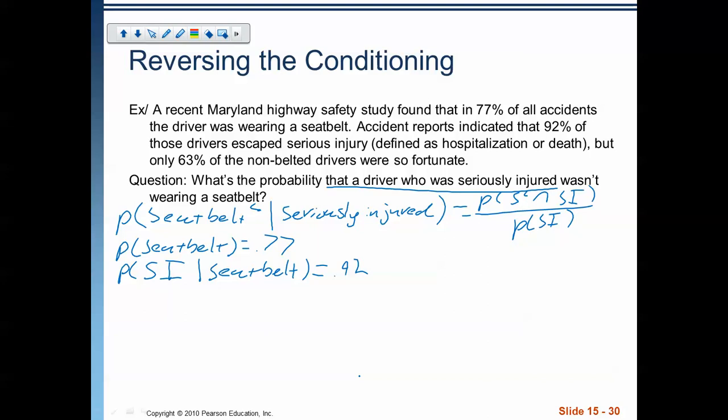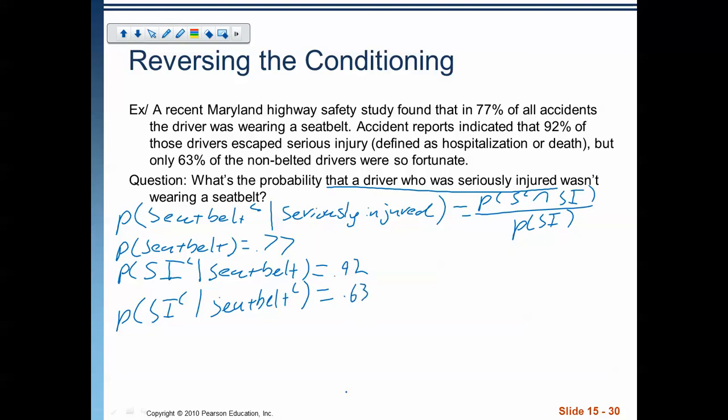You're right. Yes. P of seriously injured complement given seatbelt. But only 63% of the non-belted drivers were so fortunate. Meaning, P of seriously injured complement given seatbelt complement was only 0.63.